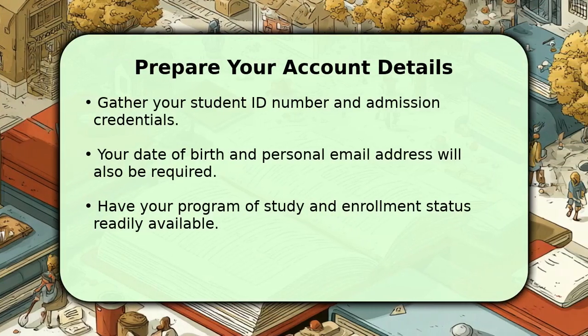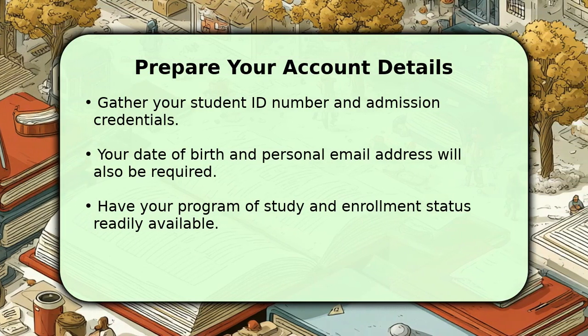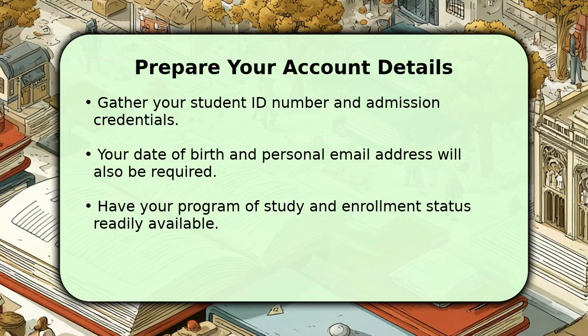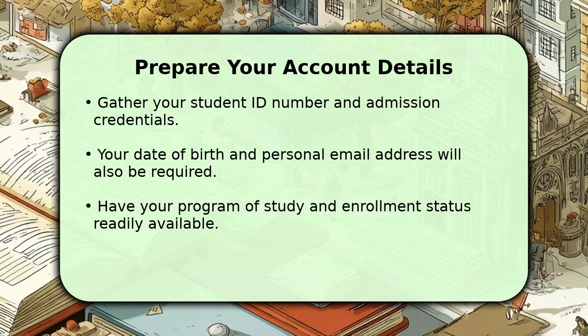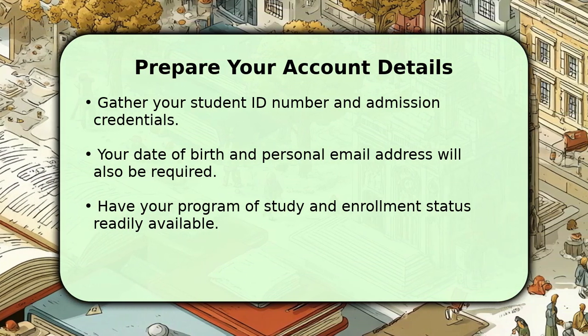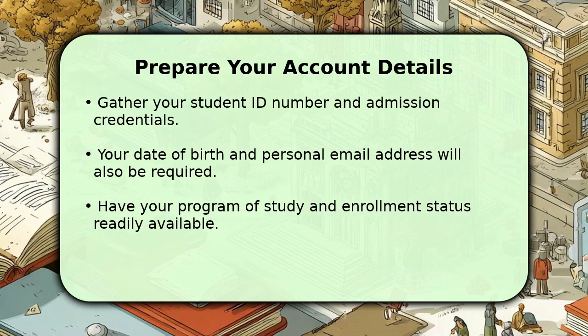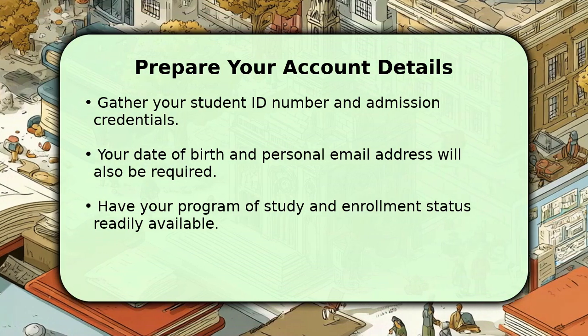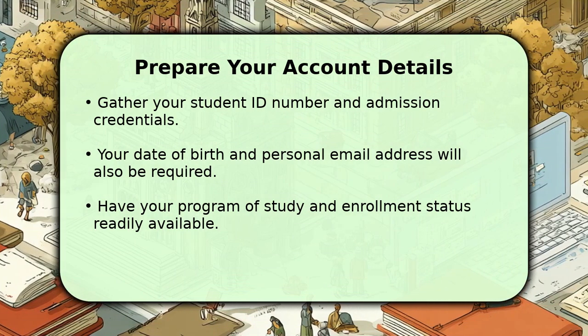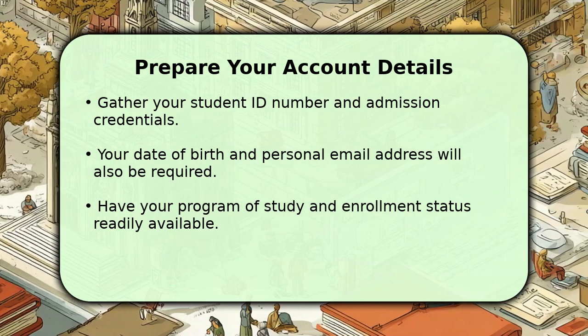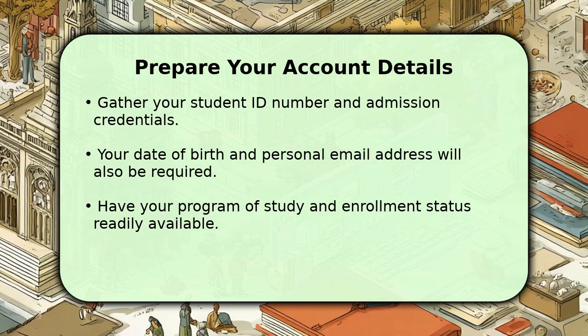Before you begin, gather all your essential information. This includes your unique student identification number, your date of birth, and your personal email address for initial communication. You will also need your program of study and current enrollment status. Having these details organized beforehand simplifies the entire application process, preventing any unnecessary delays.